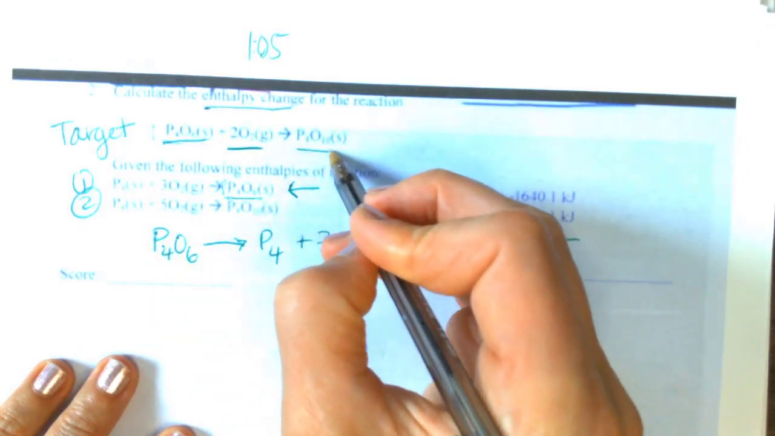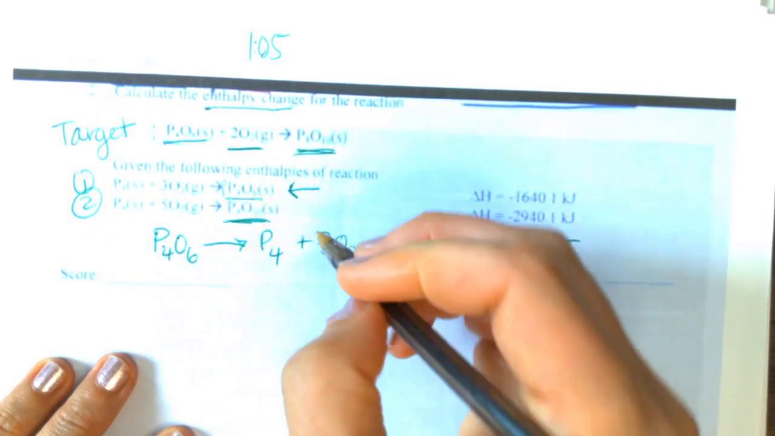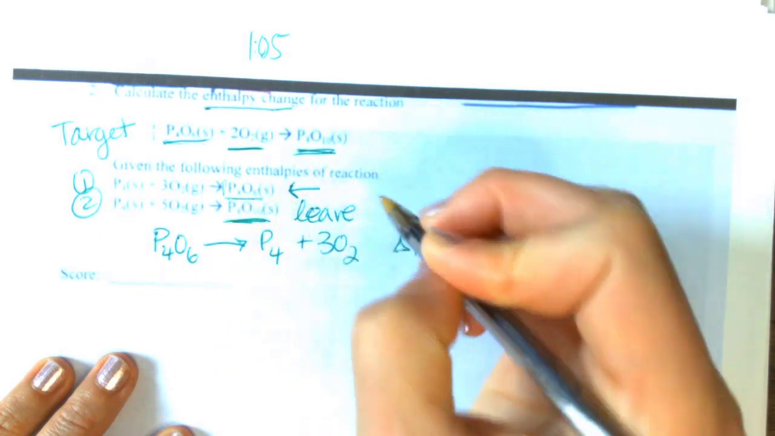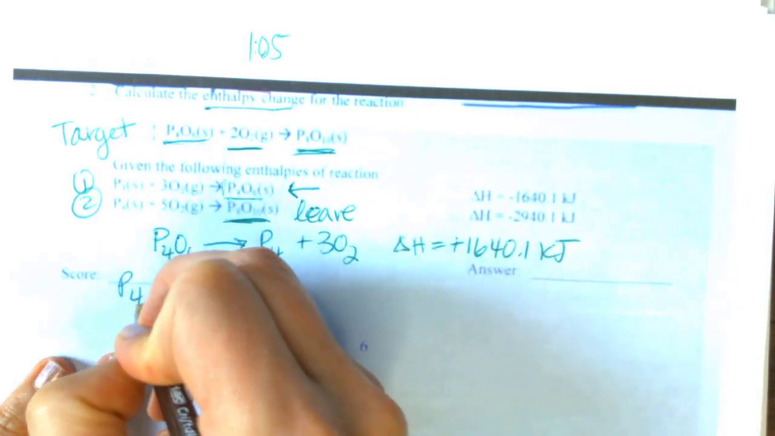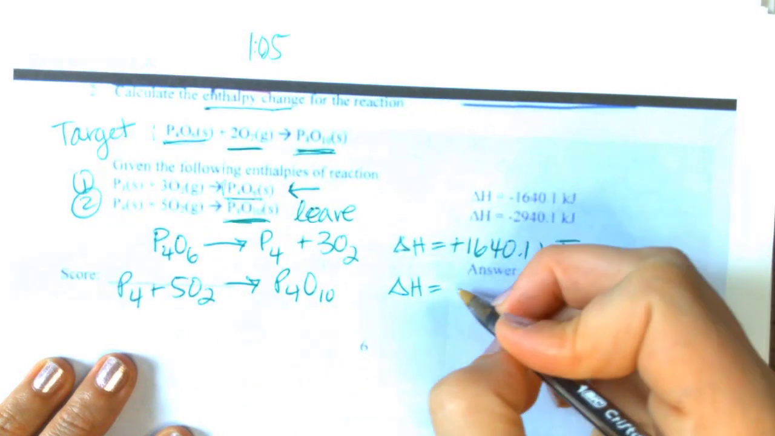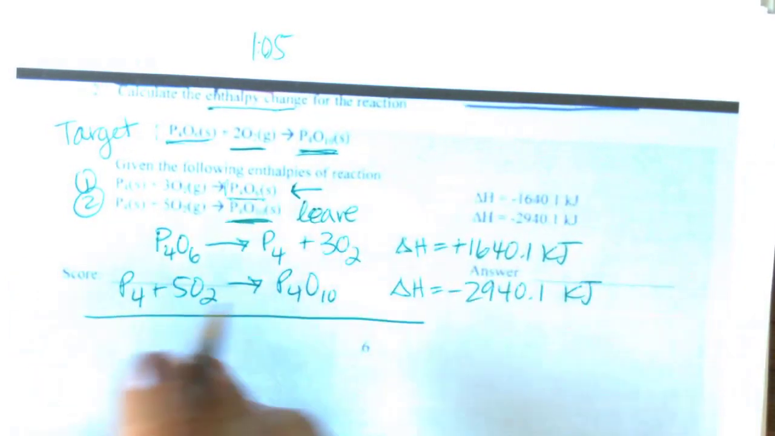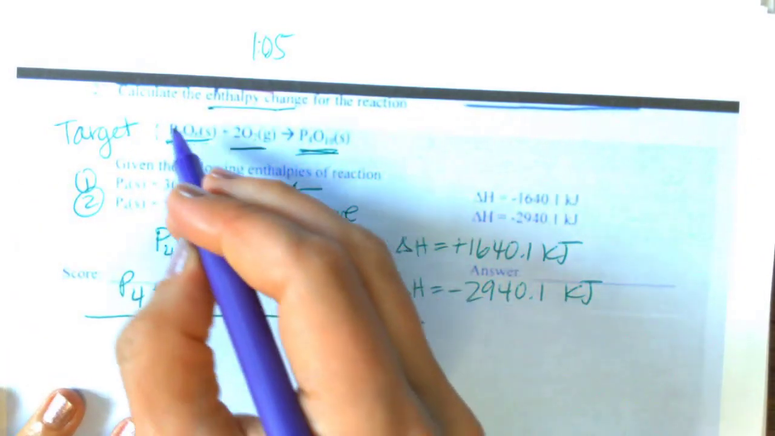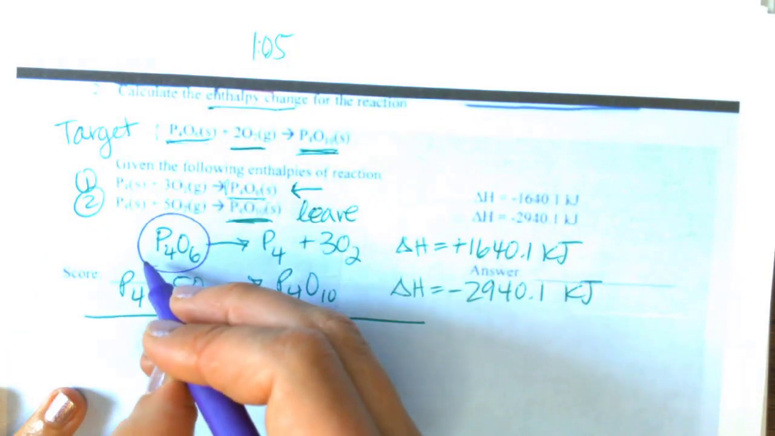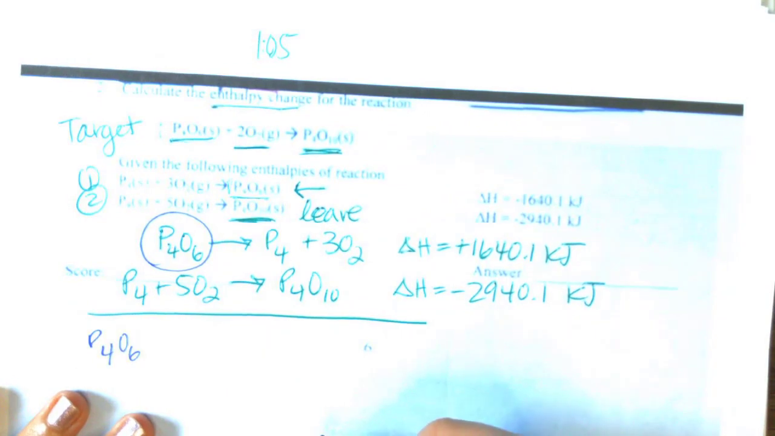I need P4O10 on the right. And if we see this, I actually have P4O10 on the right. So we're just going to leave this alone. And let's see what we have. P4 plus 5 O2s yields P4O10. And if we leave that first one alone, negative 2940.1 kilojoules. So let's see if this works out. I've got my P4O6 on the left. Good, I've got no other P4O6.